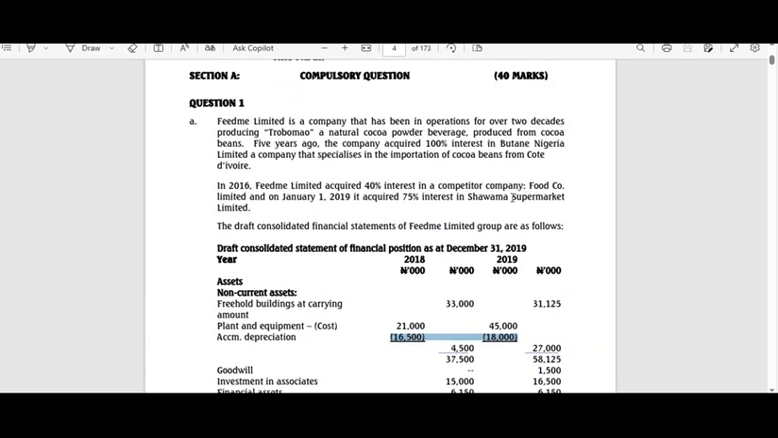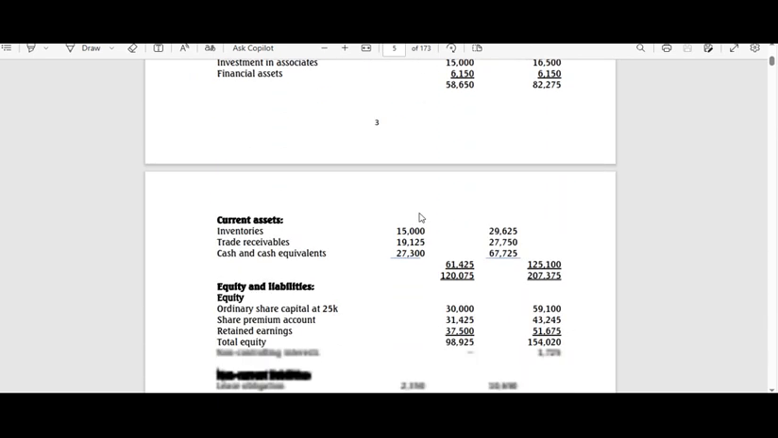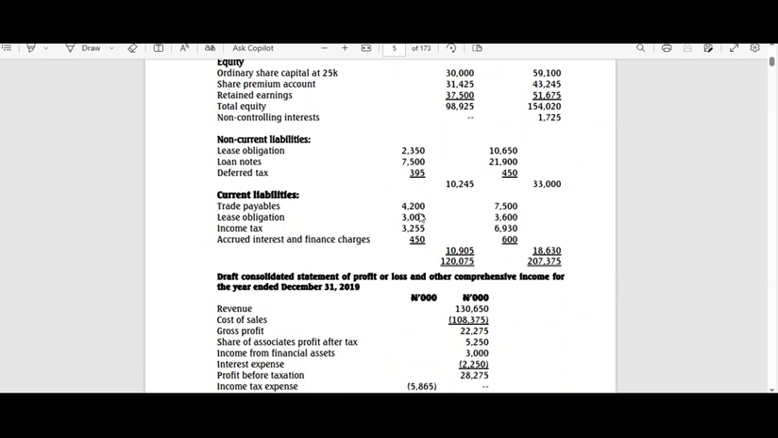Let's see if the question gives us depreciation for the year. If not, we need to look for this accumulated depreciation. You might have additional notes for it. All right?